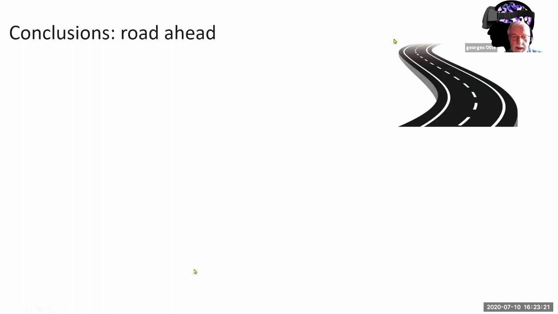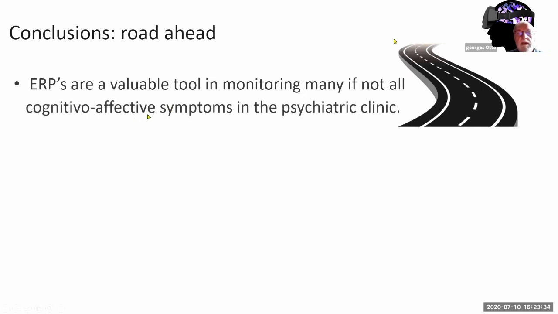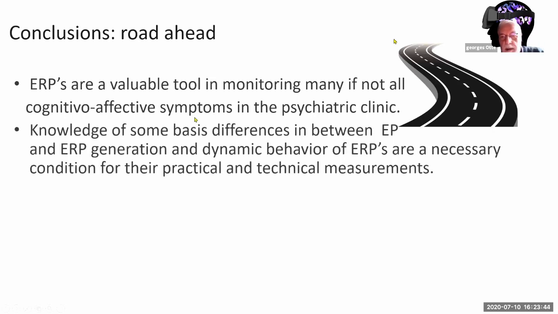So as a last slide, I want to say what is the road ahead, what are the conclusions? Well, we can say that ERPs are a very valuable tool in monitoring many, if not all, cognitive-affective symptoms in the psychiatric clinic in a lot of conditions. You can use the same technique to monitor transversely between conditions, but you need some knowledge of the differences between EPs in the field of neurology and ERPs in the field of psychology and psychiatry, because the dynamic behavior of ERPs is quite different from the ones that we use in neurology. And this has practical and technical implications in the measurement system.